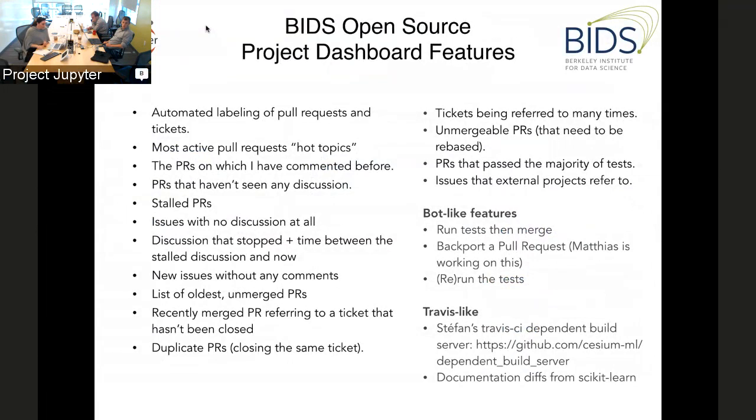Then they're looking to build some bot-like features, so run tests, then merge, backport a pull request, which Matthias is working on, and rerun the tests, and then some Travis-like features as well. So I've communicated this with the GitHub contacts that we have to see what in this group of asks they would be able to build.